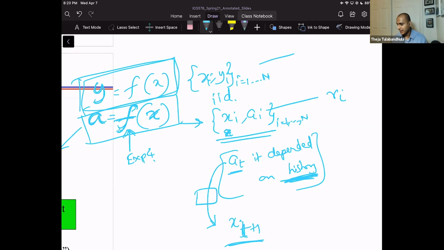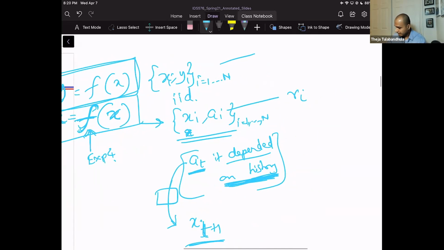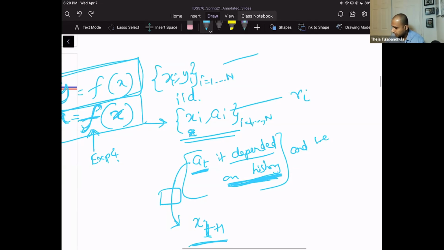That dependency is there. But it's a little bit more subtle here when I say A_t depends on history. Right, so the action A_t depends on history, because you can only take... I think I should add: A_t depends on history, and we have bandit feedback.